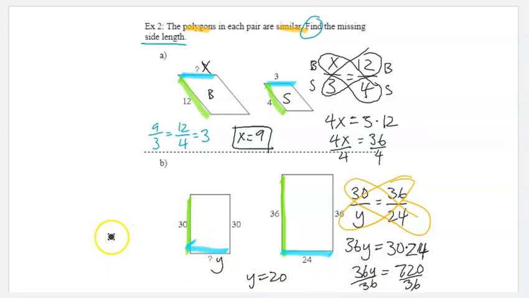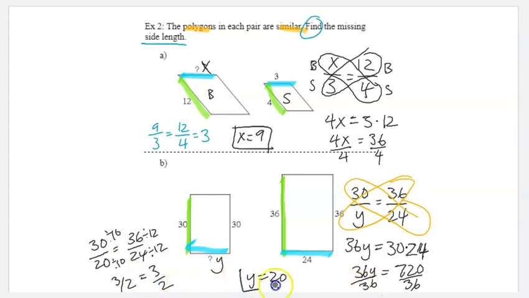So that means 30 divided by 20 equals 36 divided by 24. And I could put those both in a decimal, or I could end up simplifying them. Dividing 30 and 20 by 10 does make that 3 over 2. And dividing 36 and 24 by 12 will make that also 3 over 2. So I have my proportional sides correctly done with y equal to 20.